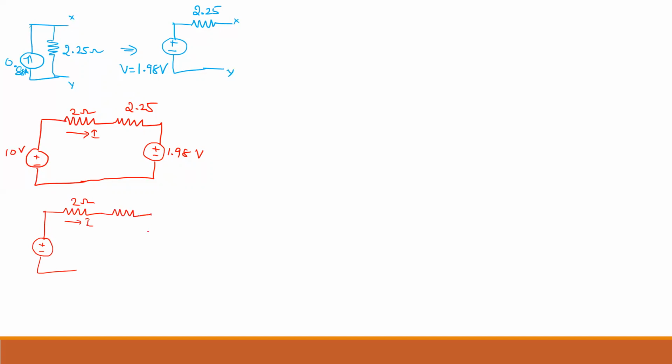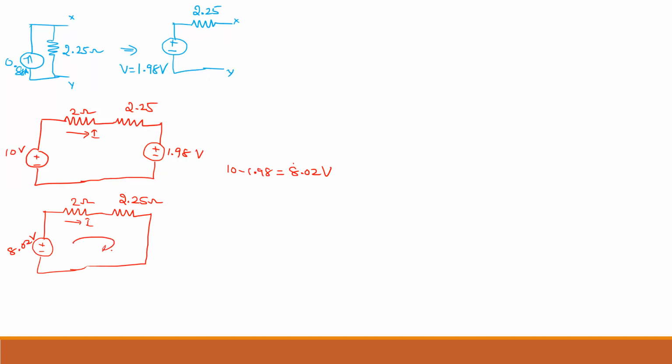Here it is 2.25 ohm, 2.25 ohm, and here the voltage will become 10 minus 1.98. You will get 10 minus 1.98, you will get 8.02 volt. You will get here 8.02 volt.